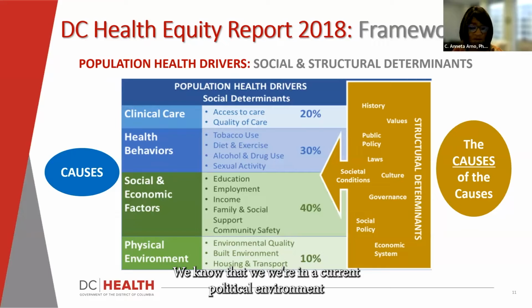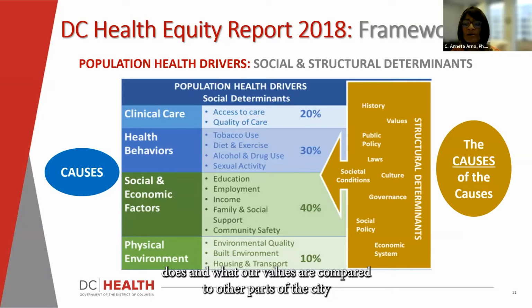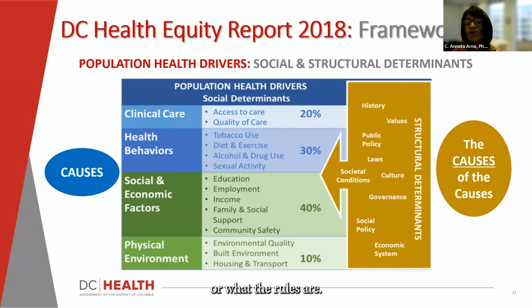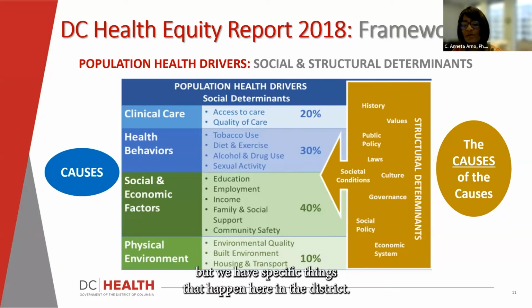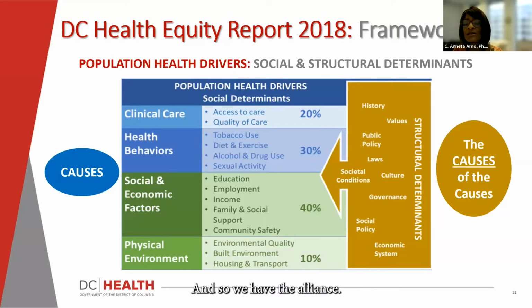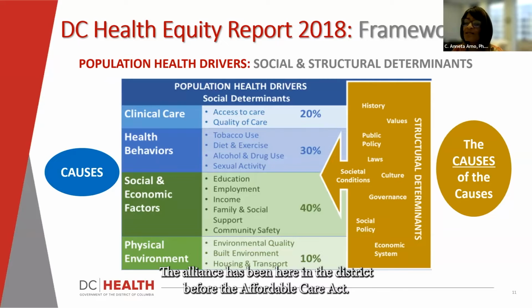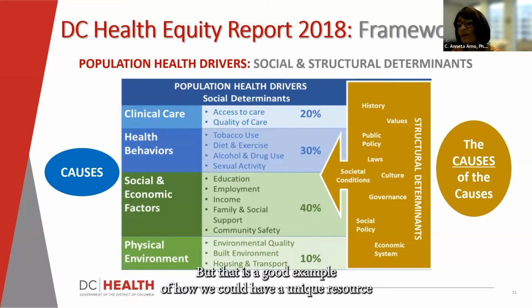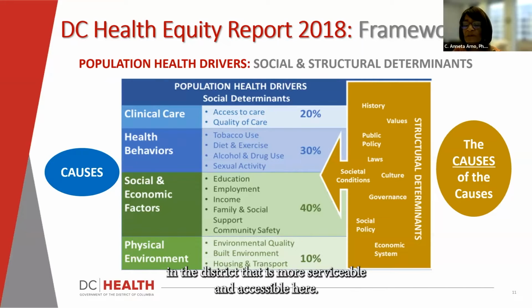We know that we're in a current political environment where there's a lot of difference in terms of what DC does and what our values are compared to other parts of the country, or what the rules are. We may have a general umbrella, but we have specific things that happen here in the district. And so we have the Alliance. The Alliance has been here in the district before the Affordable Care Act. We're still continuing with that, but that is a good example of how we could have a unique resource in the district that is more serviceable and accessible here.